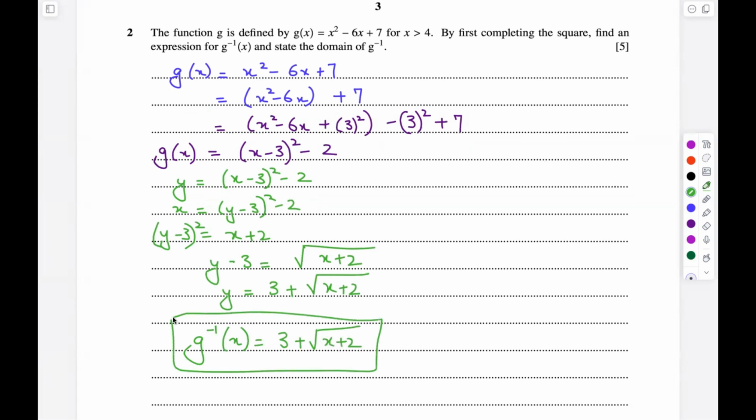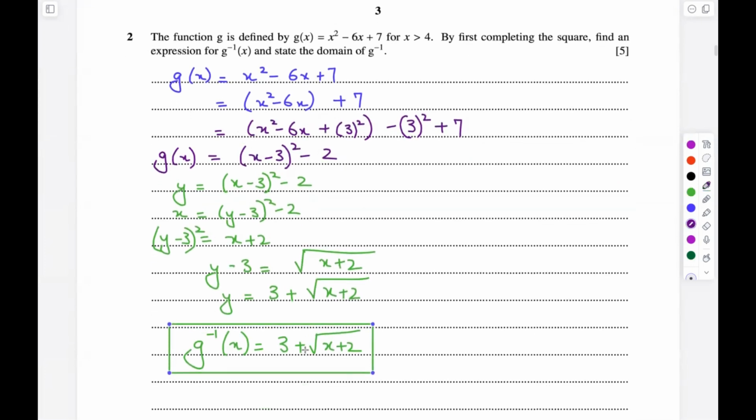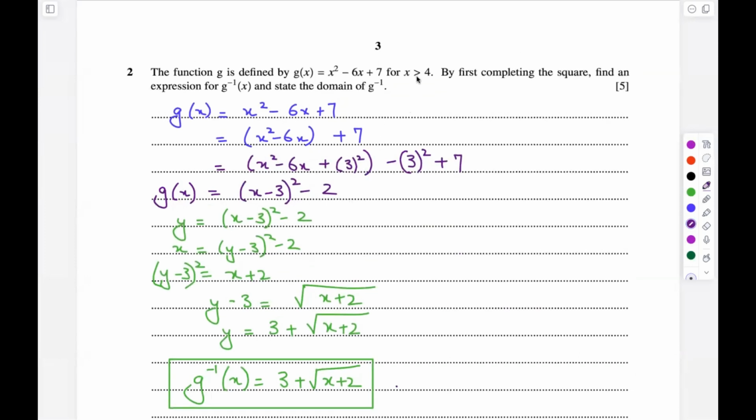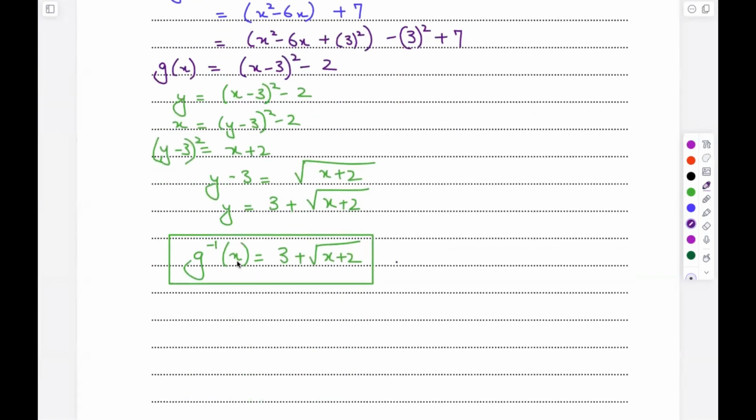Now, we also have to state the domain of g, which means we have to find this x value. Whatever x value we take over here, this whole function, the g inverse function, must be greater than 4, as the domain of the original function g of x was x greater than 4. It means we need to find a value of x for which this whole function will be greater than 4.